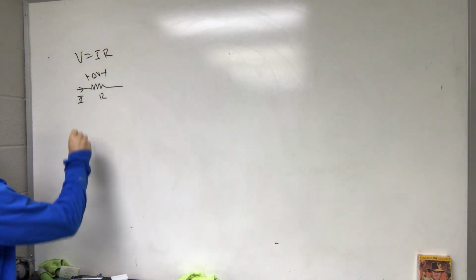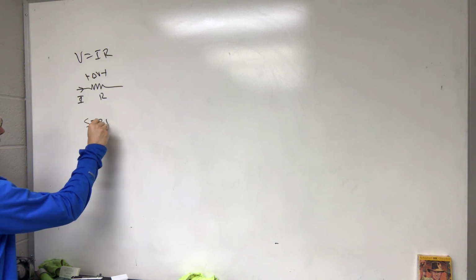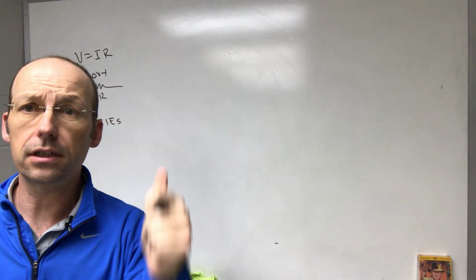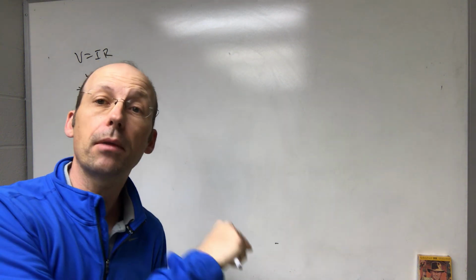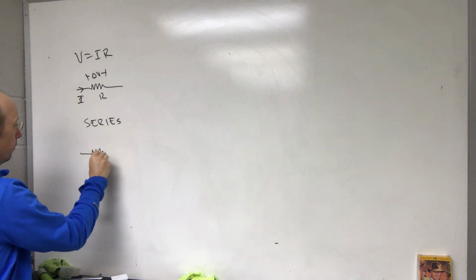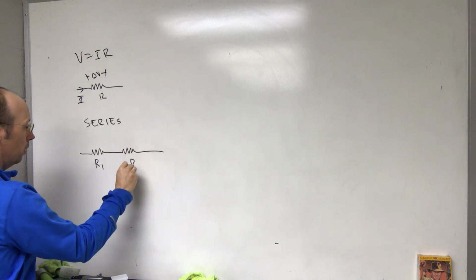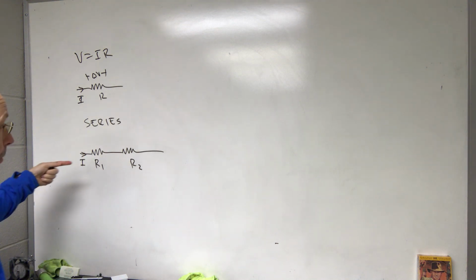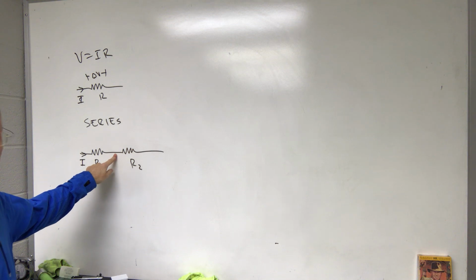Okay, but now what if I have resistors in series? I think a good definition of resistors in series is when you have two or more resistors that all have the same electric current going through them. So here's one case. R1, R2, I. So here's current coming through. It goes through resistor 1, and there's nowhere for it to go except to go through the next resistor.